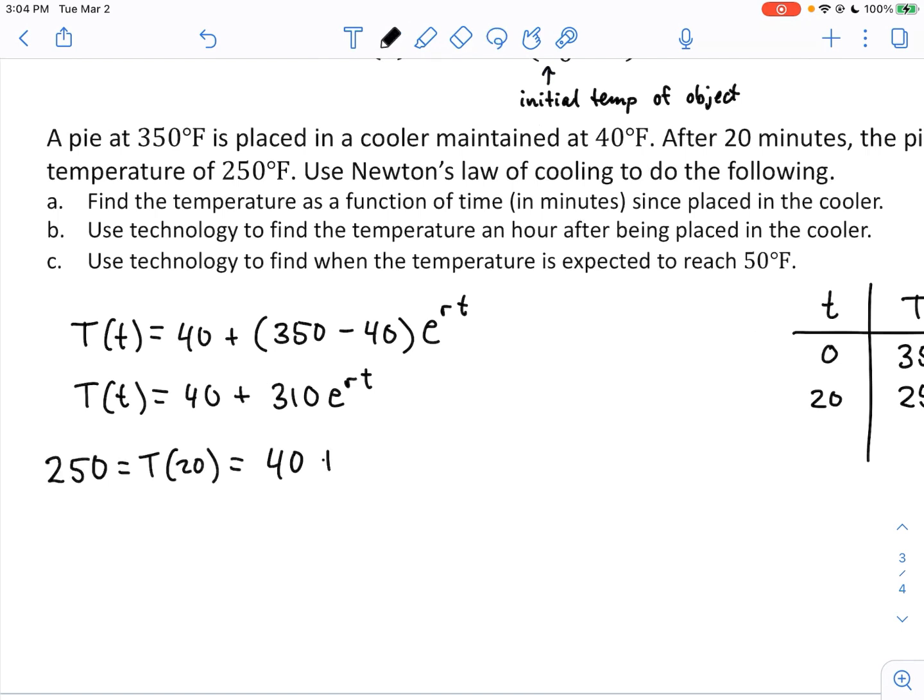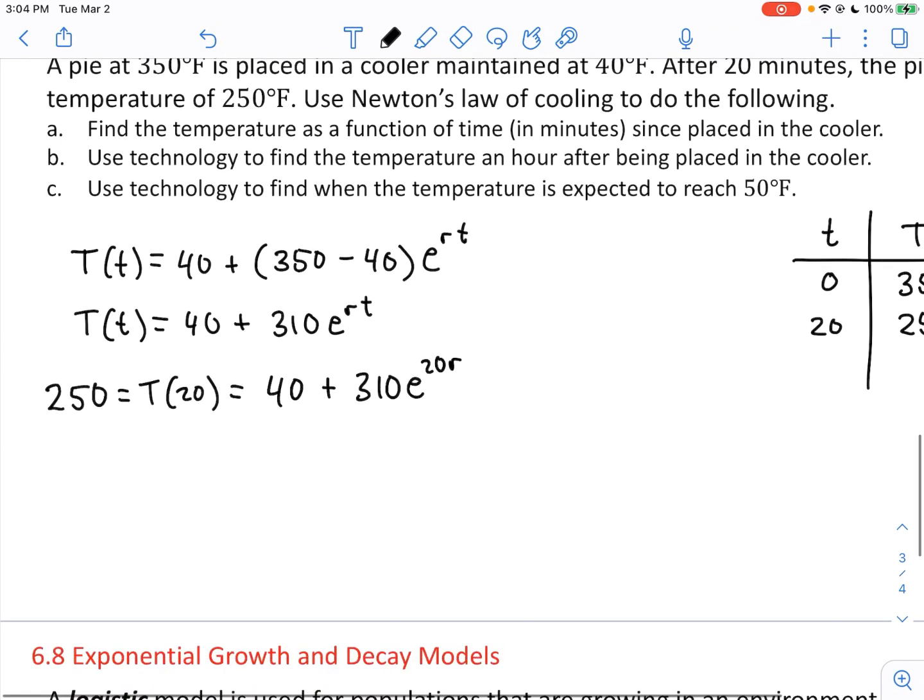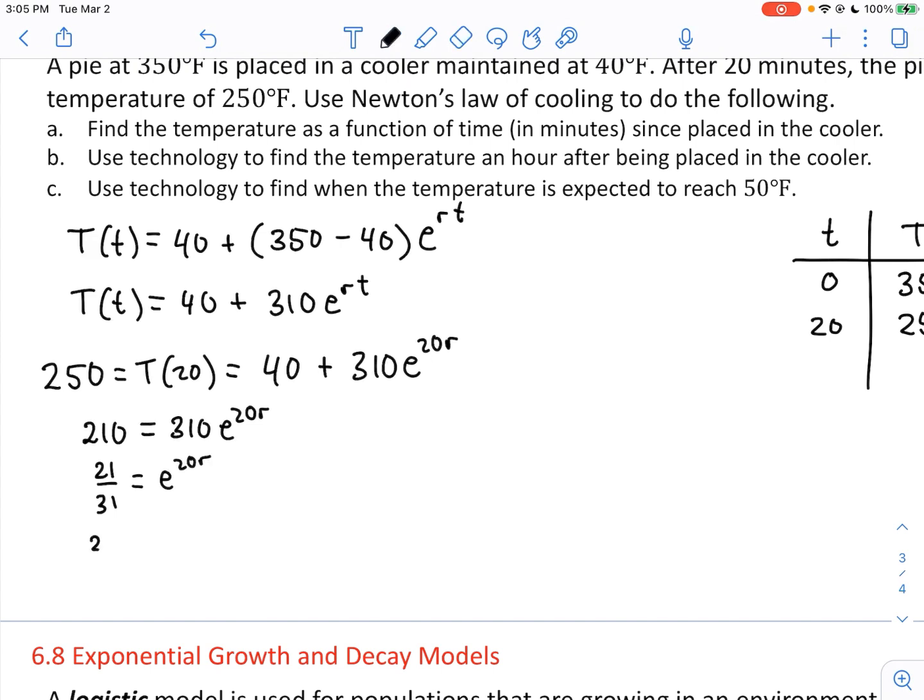So that's going to be 40 plus 310. Change the T to 20. So this is e to the 20R. And we want to solve this equation for R. I'll begin by subtracting 40 from both sides. So that gives me 210 is equal to 310 e to the 20R. Divide 310 on both sides. So 21/31 is equal to e to the 20R. Natural log both sides. We get 20R is equal to natural log of 21/31. Therefore, R is equal to 1/20th natural log of 21/31.